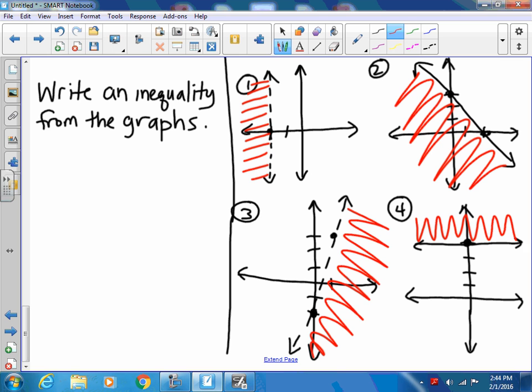All right, so there are the 4 graphs that we will be answering the questions to. You have the pictures drawn for you, so that's not the issue. The issue is now taking the pictures and coming up with the inequality that makes them. So let's take number 1, for example.